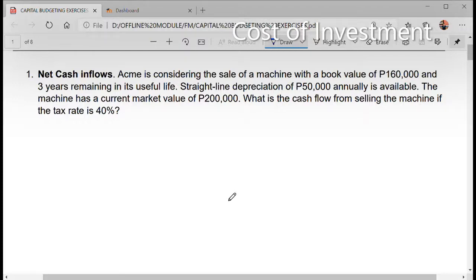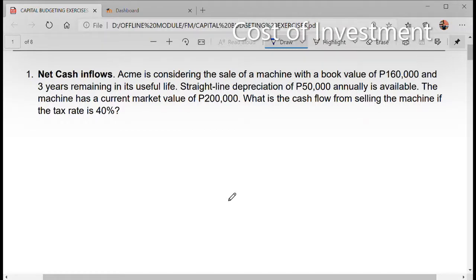So, cash inflows. For this problem, Acme is considering the sale of a machine with a book value of 160,000 and 3 years remaining useful life. Straight line depreciation of 50,000 is made annually. The machine has a current market value of 200,000, and what is the cash flow from selling the machine if the tax rate is 40%? Okay, so the first thing that you're going to do is to determine our cash flow from the proceeds. That is the value when you are going to sell the asset.